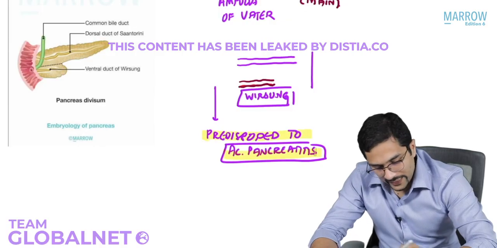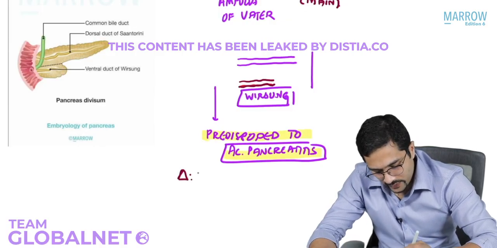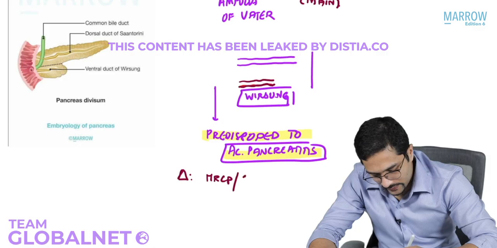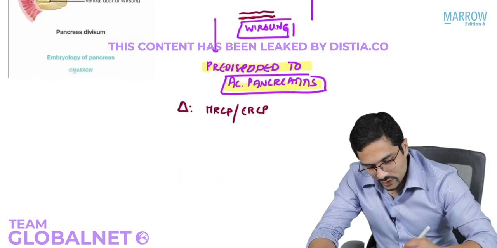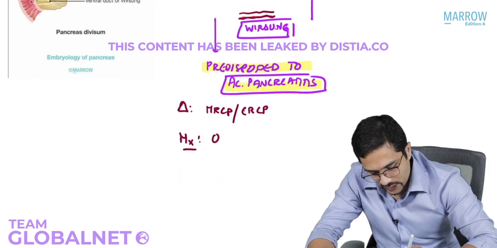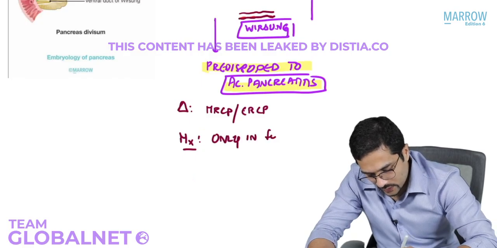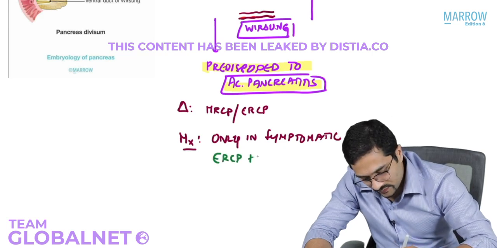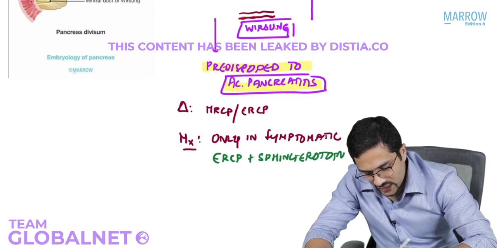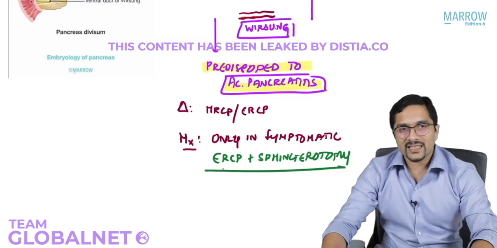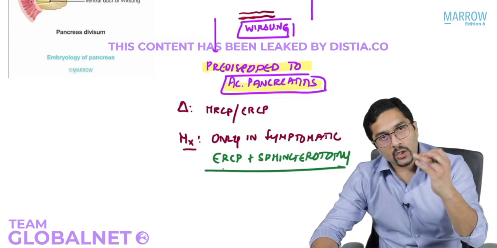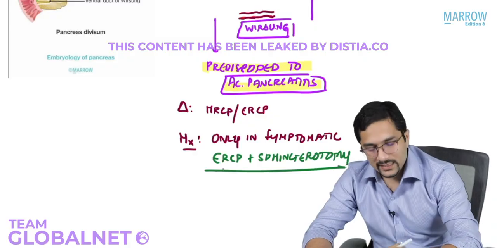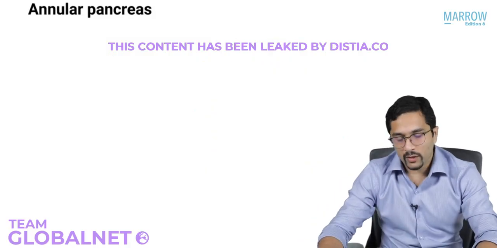Okay. Now, the diagnosis of pancreas divisum can be made by MRCP and ERCP, and the management is only in symptomatic patients. So, only in symptomatic patients who are experiencing attacks of pancreatitis, there we are going to carry out ERCP and sphincterotomy so that the drainage occurs properly, and that is the treatment of pancreas divisum. But it is only done when the patient is symptomatic. Asymptomatic patients don't require treatment.